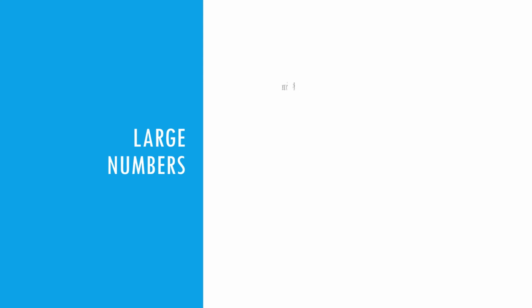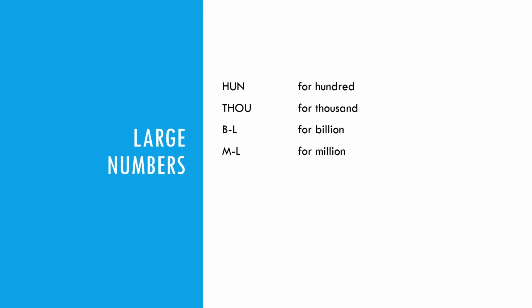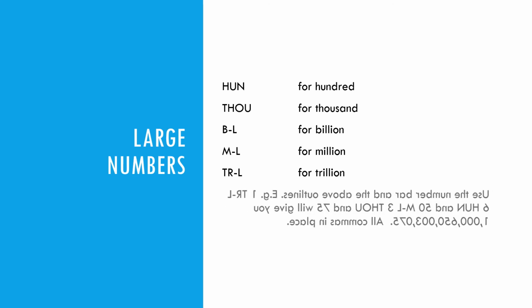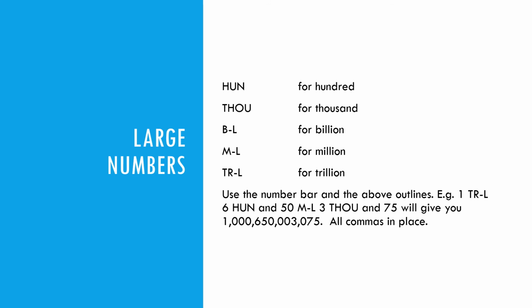Using large numbers. For large numbers, you write hun for 100, thou for 1,000, BL for billion, ML for million, TRL for trillion, and you use your number bar with those outlines in order to get the large numbers.